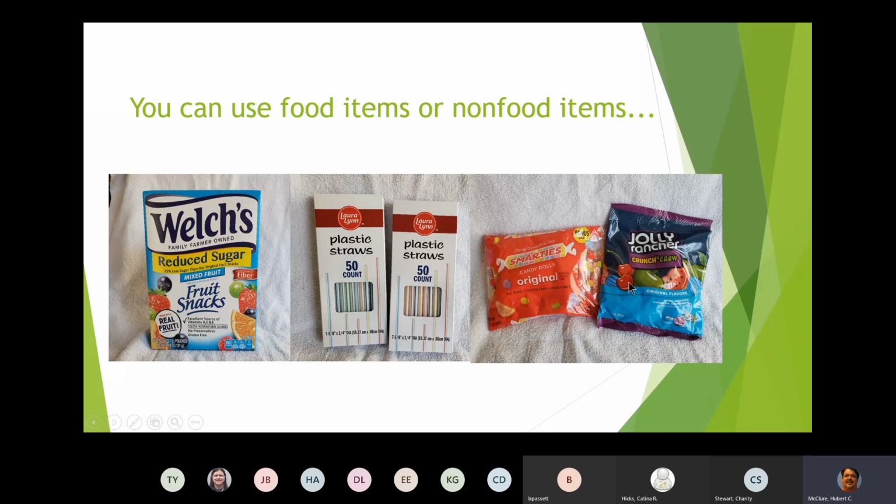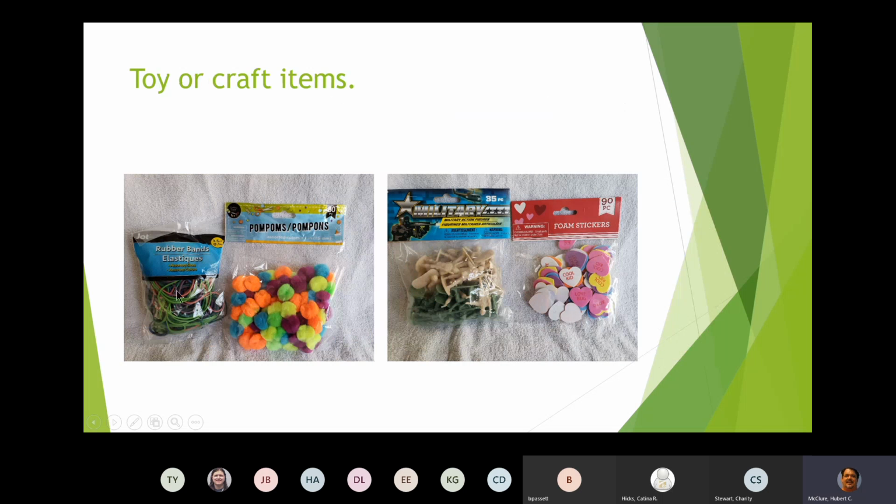Candies, and I wouldn't get these. I would get more like M&Ms and Skittles if I was going to get candy. Rubber bands. I didn't think about that. And pom-poms. I don't even know what that is. Do you eat those? I don't think you eat those, do you?